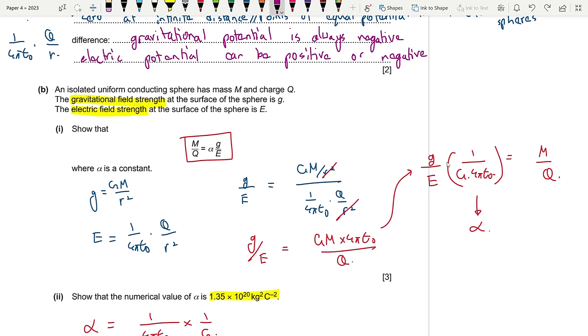So we ultimately end up with g by e times 1 divided by G times 4 pi epsilon naught is equal to m by q, where 1 by G 4 pi epsilon naught is a constant, which is denoted as alpha. Okay, show that the value of alpha is 1.35 into 10 power 20.